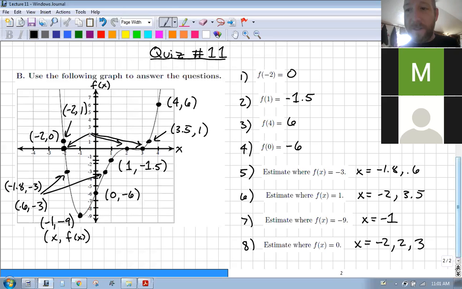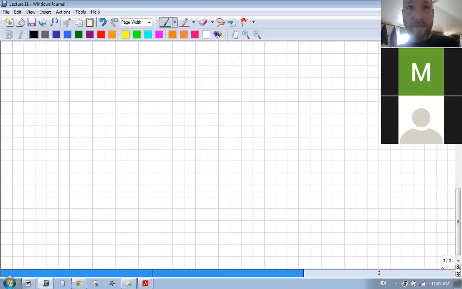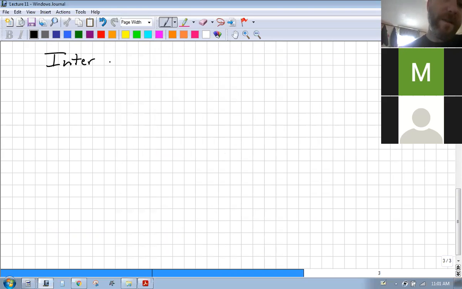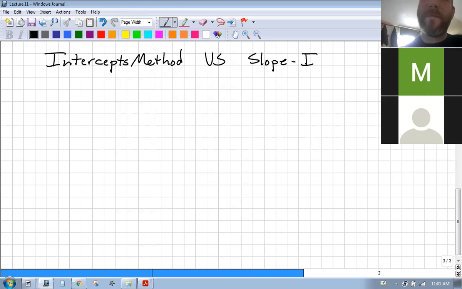So I looked at y'all's exams some more, and I think I know what y'all are mixing up. There's the intercept method. Actually, it's intercepts method versus slope intercept method. Okay.